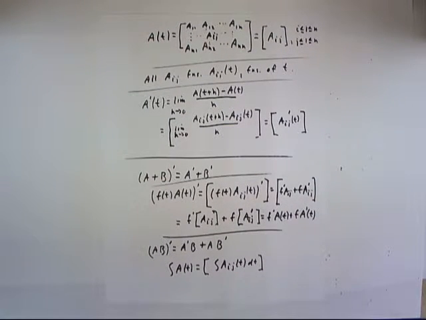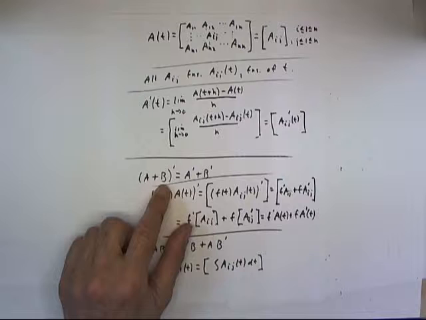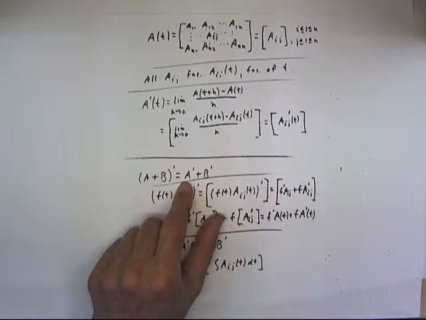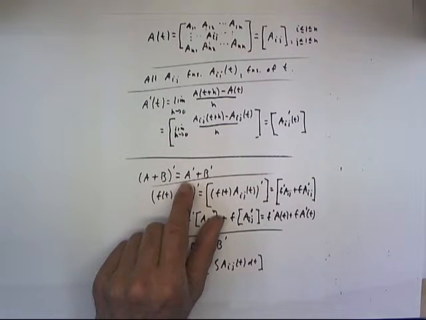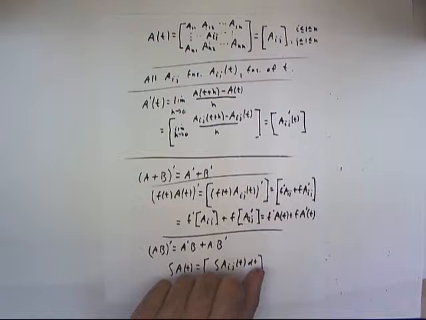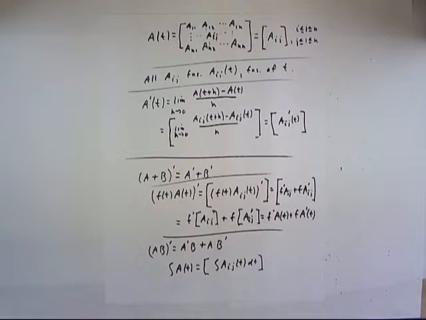Now, I assume you know how to add matrices. If you don't, review it. But if we take a matrix A plus B and take the derivative of that matrix, without any further comment, I'm just going to say that that's equal to the derivative of the first matrix plus the derivative of the second matrix. In other words, the derivative of the A plus B matrix is the matrix you get if you add the derivative of the A matrix to the derivative of the B matrix.